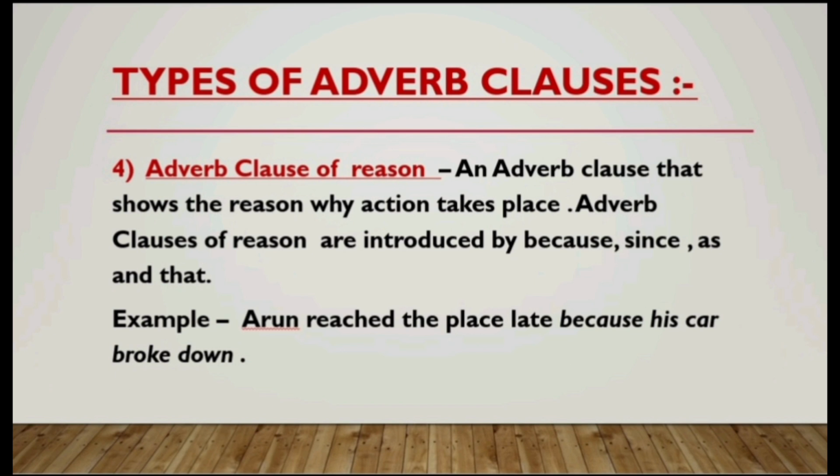On the other hand, the other part of the sentence, because his car broke down, this part in italics is the subordinate clause. This is a subordinate adverb clause, since it tells us the reason. The subordinate adverb clause tells the reason why Arun reached the place late. It is telling the reason for reaching late. So that's why it is an adverb clause of reason, because it tells the reason why the action takes place, or why such things happen.